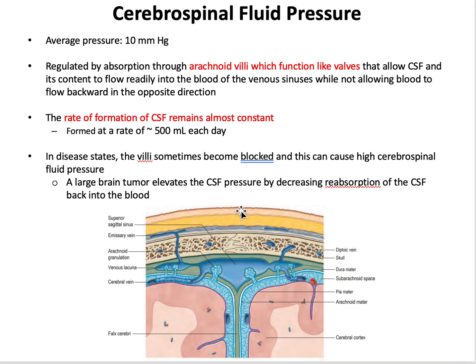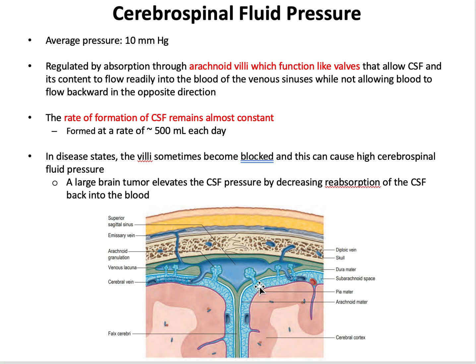So remember, CSF is made in those specialized tufts of capillaries called choroid plexuses, located primarily in the ventricles of the brain. And that CSF, once produced, will circulate throughout the ventricles and then into the central canal of the spinal cord, as well as circulate through the subarachnoid space around the CNS. So here's the subarachnoid space, and then there are these protrusions from the subarachnoid space into the dural sinuses, and these are called arachnoid villi or arachnoid granulations. You can call them either one.